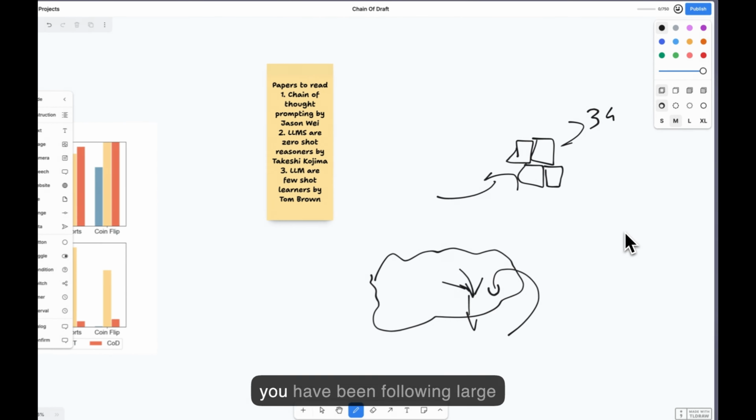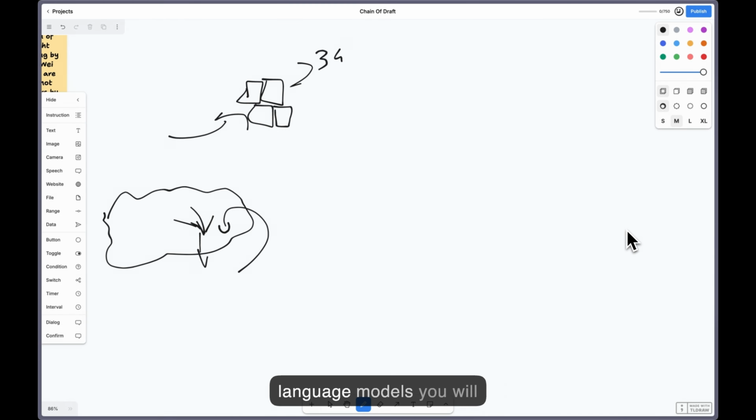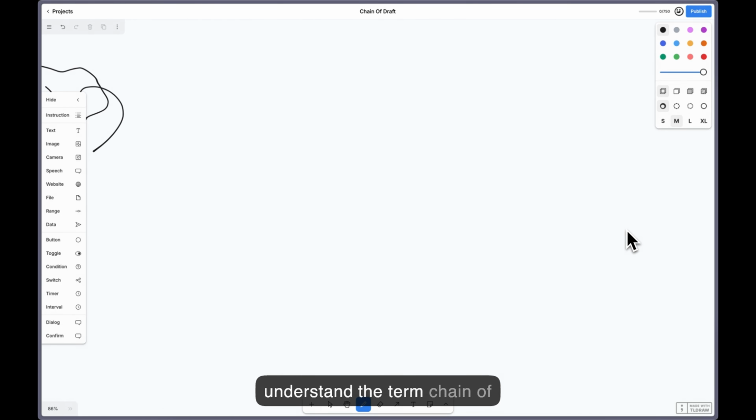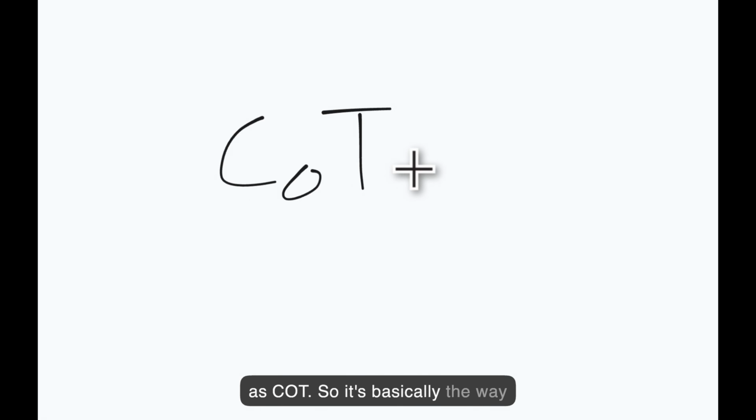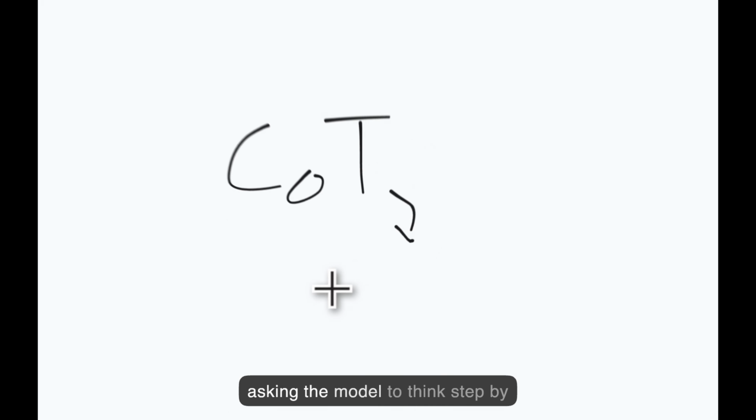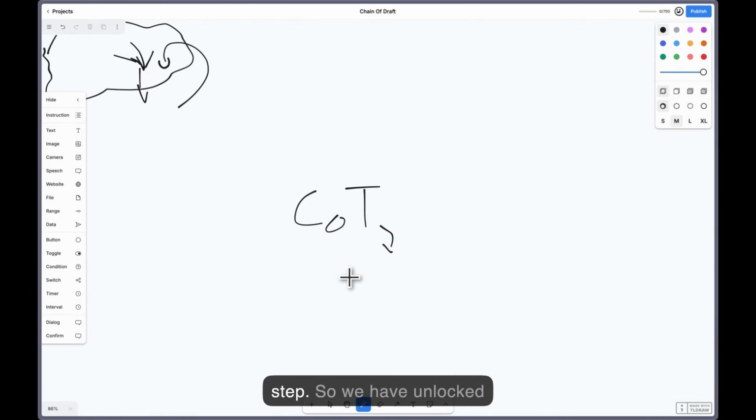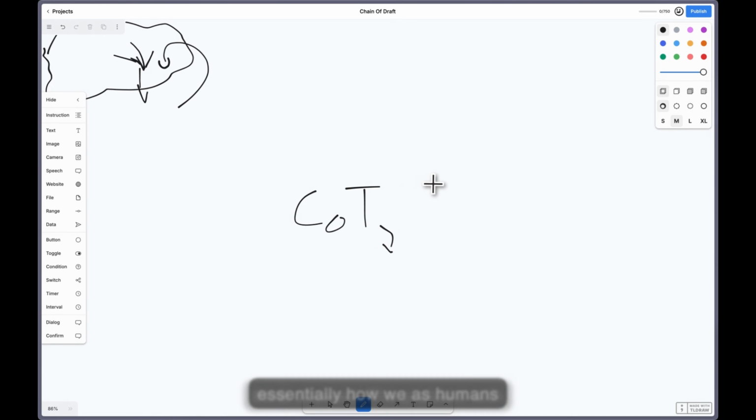So if you've been following large language models, you will understand the term chain of thought prompting. It's also known as COT. The way chain of thought works is you're asking the model to think step by step. So we have unlocked a reasoning process for a model to answer. You can kind of think of it as self-thinking. Basically, you're asking it to think step by step, right? But it's essentially how we as humans think aloud.